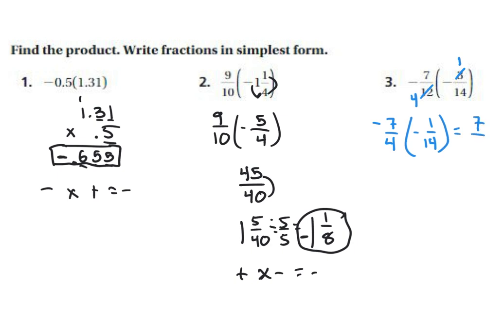We'll have 7 and then 4 times 14, that's going to be 56. And now we can take 7/56 and we can simplify that, divide by 7 over 7. 7 divided by 7 is 1, 56 divided by 7 is 8. So we end up with 1/8, and a negative times a negative is a positive. So that just stays 1/8.